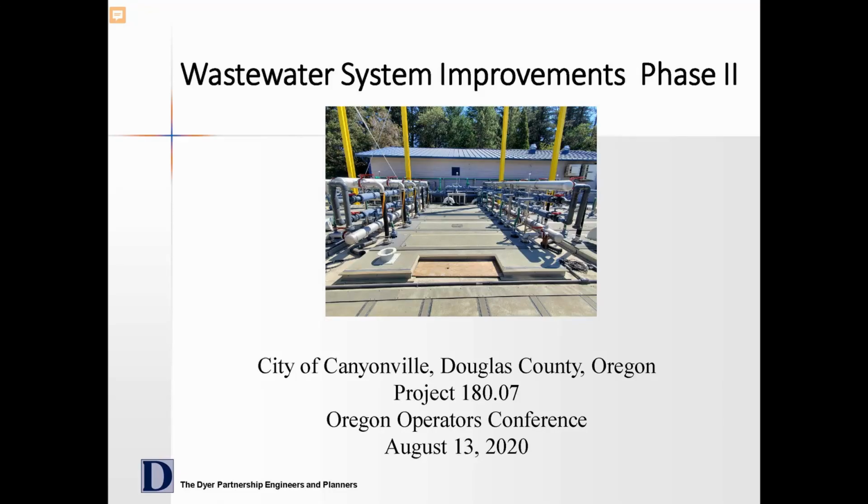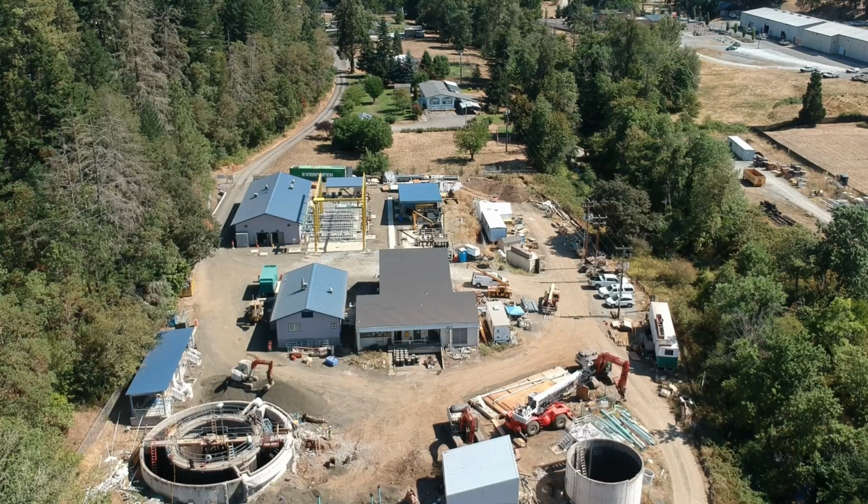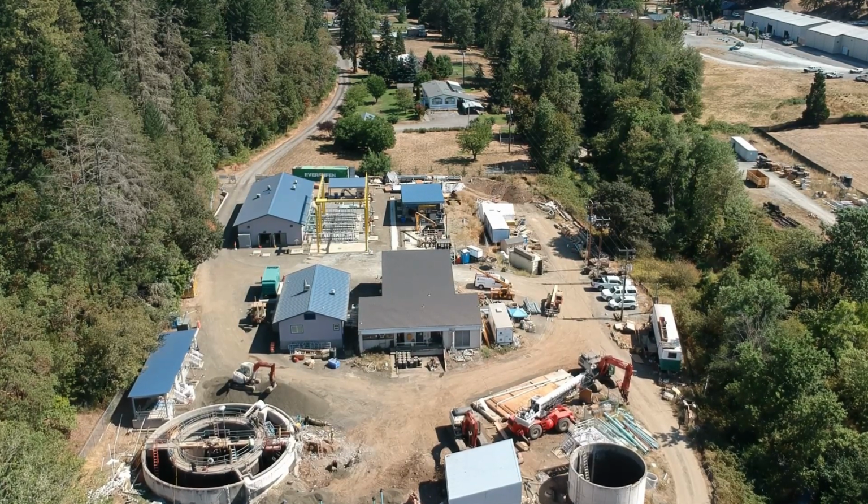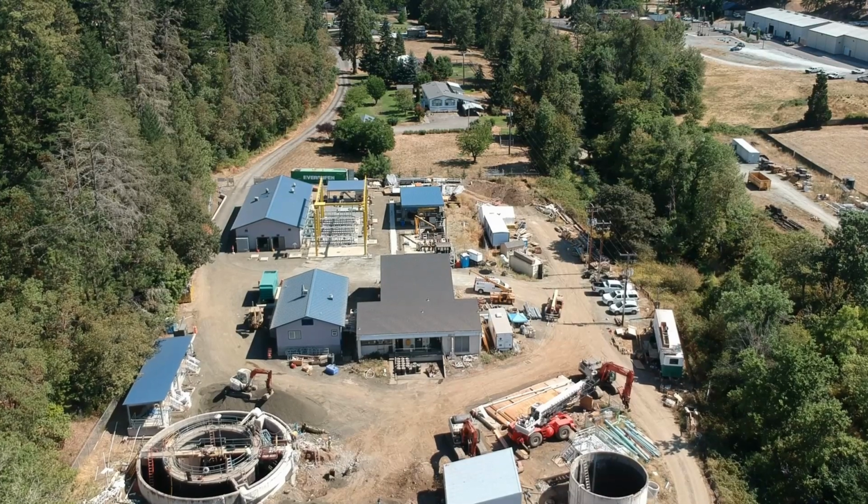This is the City of Canyonville's wastewater treatment plant. The City of Canyonville's wastewater treatment facility was originally constructed in 1955. The system consisted of an influent pump station, headworks, dual clarifier, trickling filter, and an anaerobic digester for solids treatment.